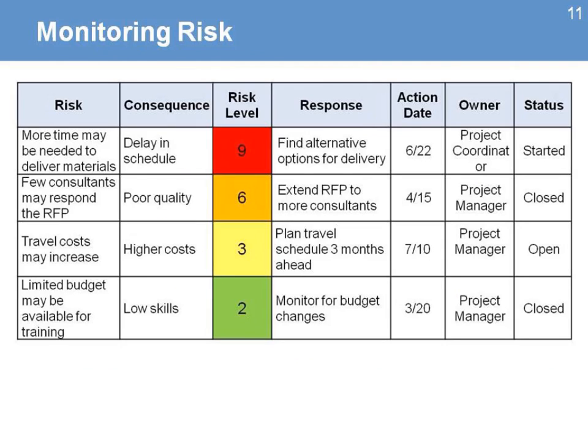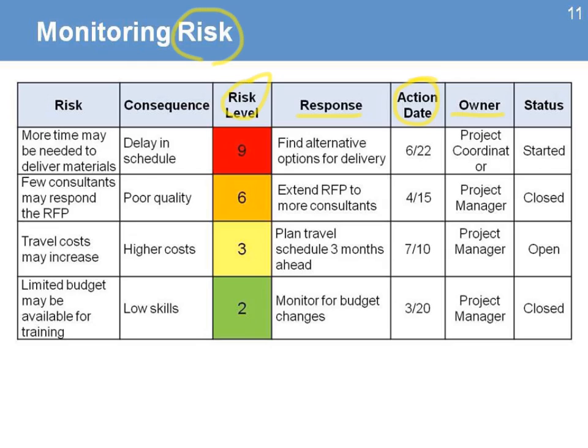Then another important area that we need to monitor is risk. We use this risk matrix in the planning phase, and we identify risk levels. We mark those high risk levels in red and the low risk levels in green to help us prioritize our effort on those risks that will have the most impact on the project. We identify a response, an action date, and an owner.